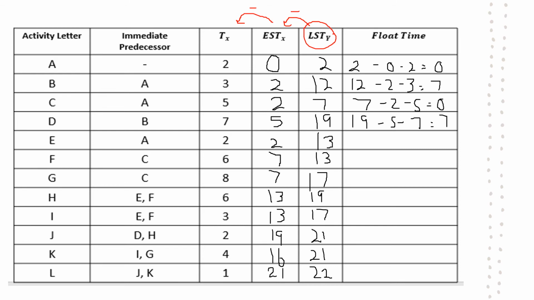And I'll do one more. Activity E, 13 take 2 equals 9. All right, so go through and calculate the remaining float times. I won't do it on here for the sake of the video not going for too long.